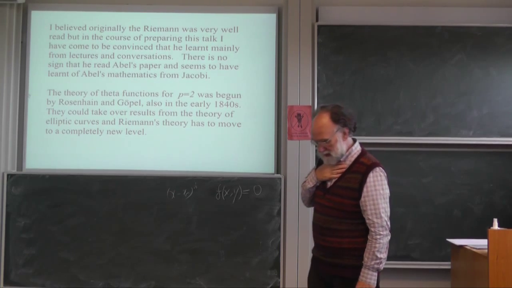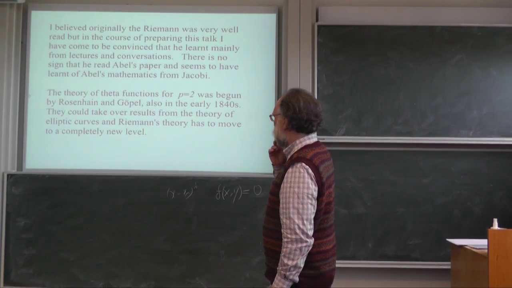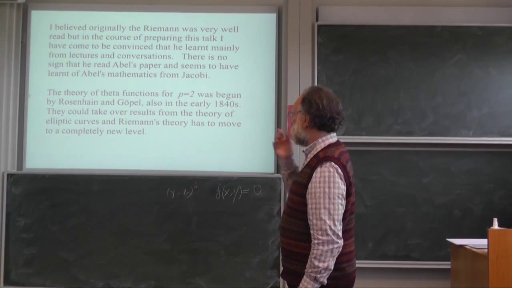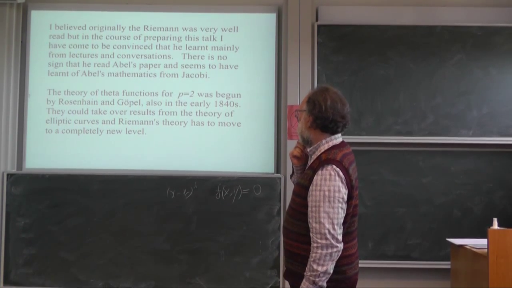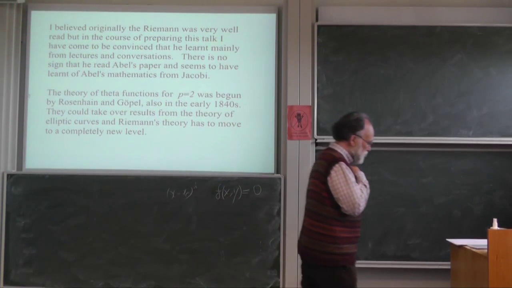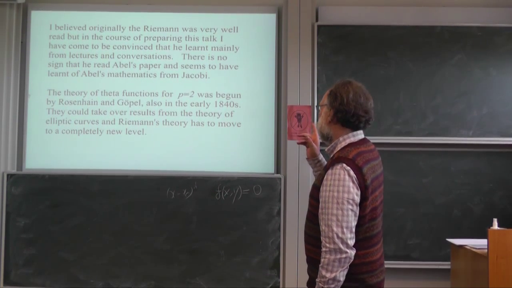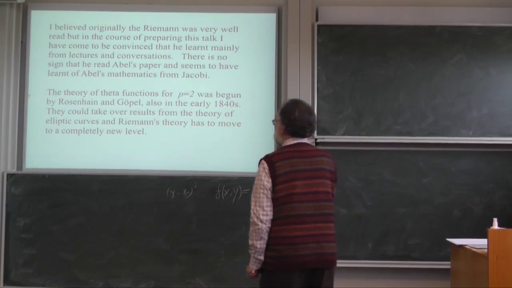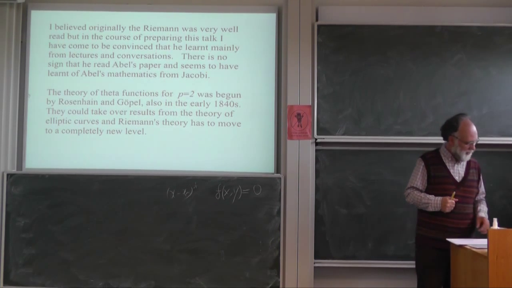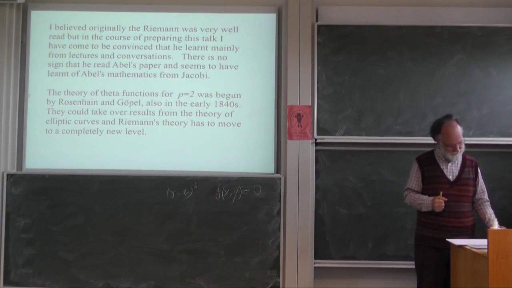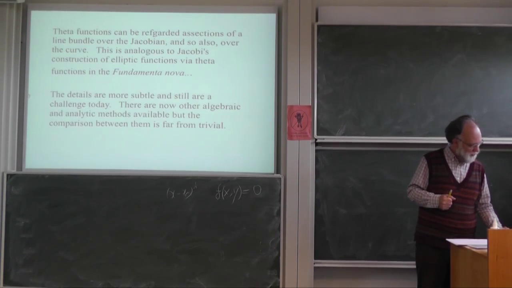And when he was in Berlin for 2 years, he learned from Jacobi about the work of Rosenhain and Göpel, which made an attempt to develop a theory of theta series for genus 2. It's actually very interesting to read, but it's using a crutch to get started. It uses the fact that one's dealing with hyperelliptic curves.